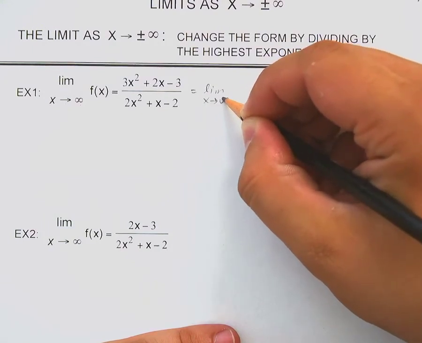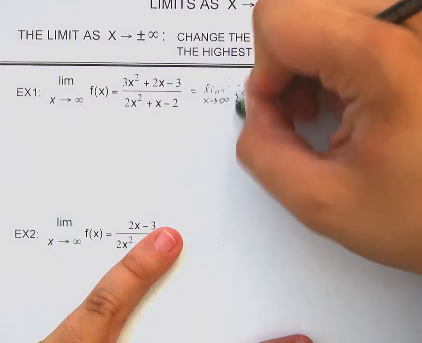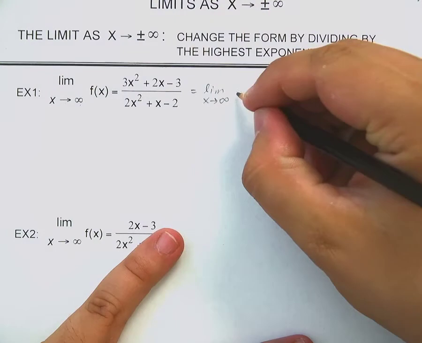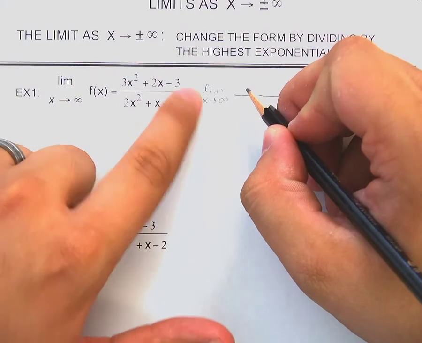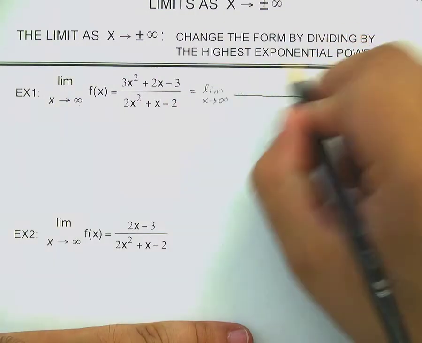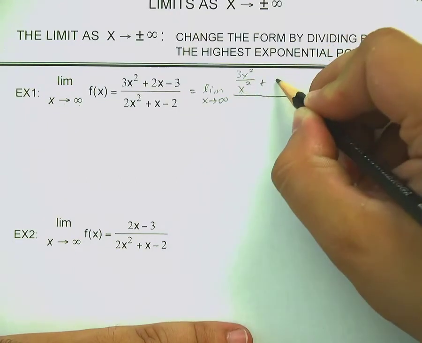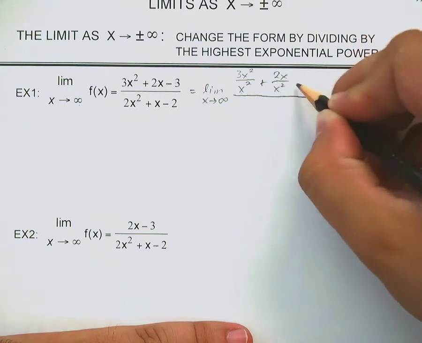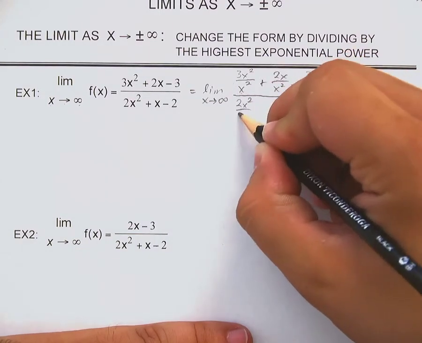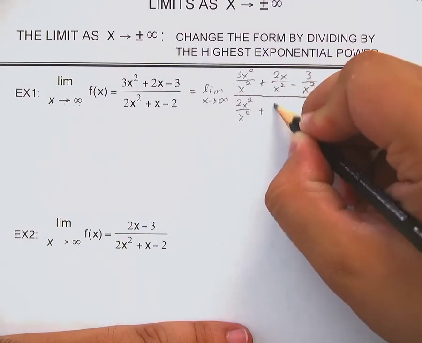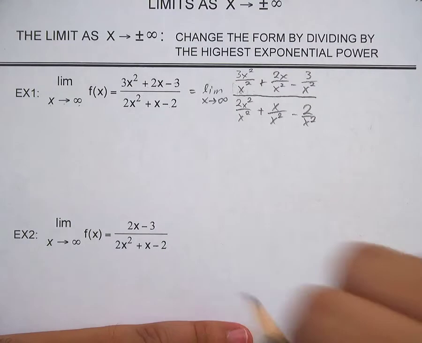So I'm going to rewrite this as the limit as x approaches infinity of f of x. I'm going to divide every single term, all 6 of them, by x squared, by your highest power. 3x squared over x squared plus 2x over x squared minus 3 over x squared. On the bottom, 2x squared over x squared plus x over x squared minus 2 over x squared. All right?